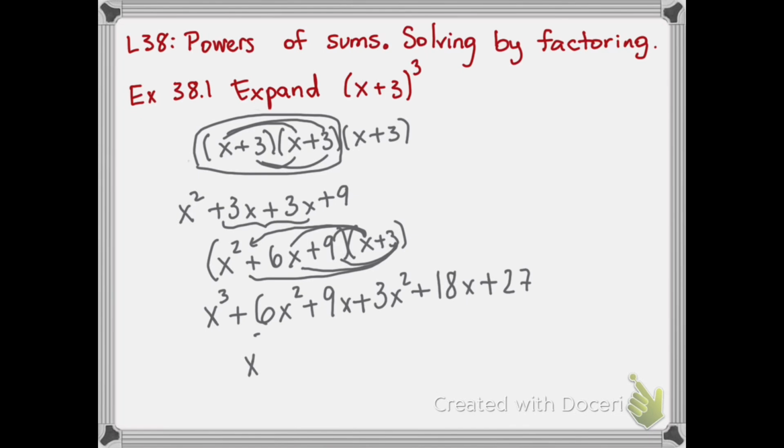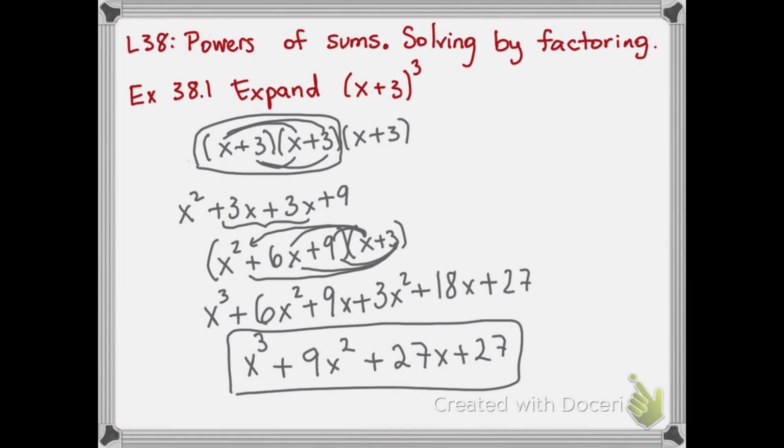When we combine like terms, we have x cubed plus 9x squared plus 27x plus 27. And that would be our answer. Now you will see as you do these exercises that there is a pattern that these numbers follow. And that's what I'm going to teach you now.